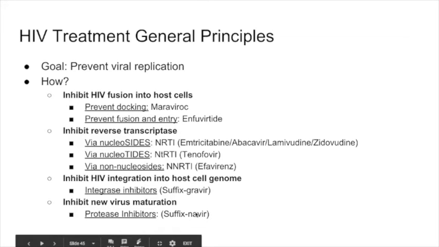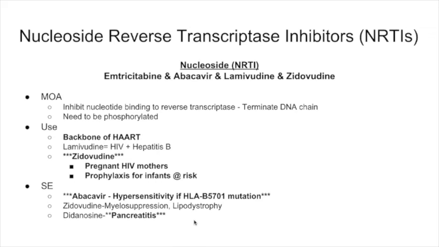And the suffix of the protease inhibitors is nevir. So first, let's start with our nucleoside reverse transcriptase inhibitors. There are four medications that it's good to be aware of: emtricitabine, abacavir, lamivudine, and zidovudine. And since these are nucleoside reverse transcriptase inhibitors, do they need to be phosphorylated or not phosphorylated? Yes, they need to be phosphorylated.